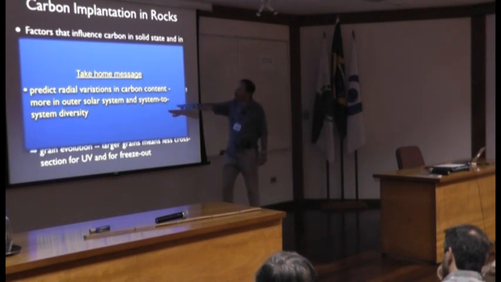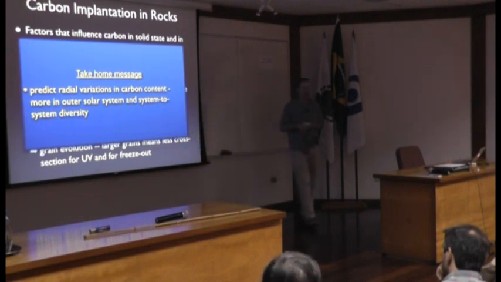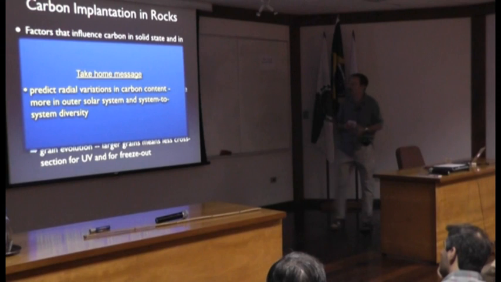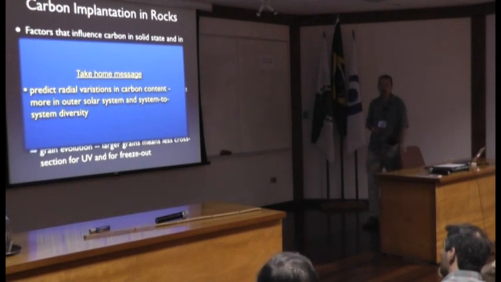That's also, and the other thing is, since it may depend upon the luminosities of the stars, it suggests that there could be system-to-system diversity in what's going on with the carbon.